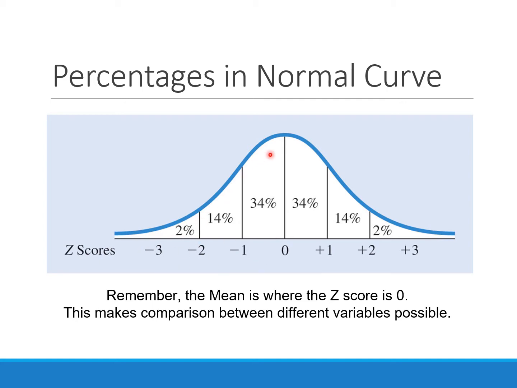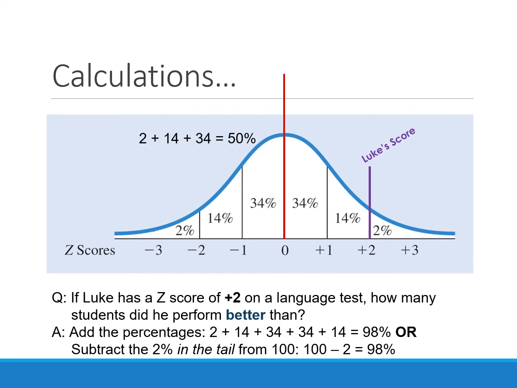Now, if you look at the percentages underneath, going from the mean all the way to the end, we have 2, 14, and 34%. This altogether is 50%. All the way out here is another 50%. And so understanding the percentages in the normal curve will help us to understand how many people are in our population when we're talking about comparisons. Okay, so let's look at how this works.